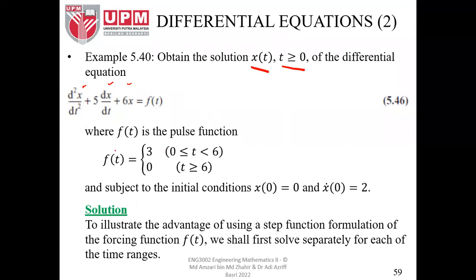which is f(t) equal to 3 when t is from 0 to less than 6, and when t is equal to 6 and above, f(t) is 0, subject to the initial conditions x(0) equal to 0 and x dot (0) equal to 2.